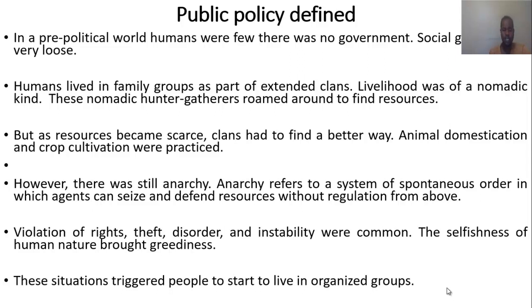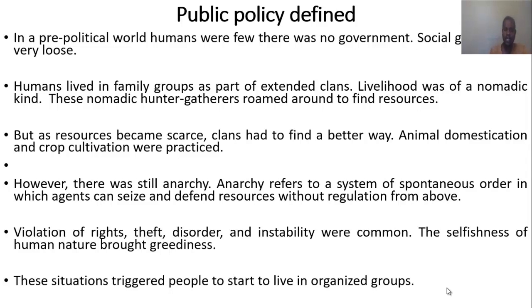Theft was widespread. Disorder, instability. Someone who has power, someone who has force, can take from the forceless and powerless. Then selfishness and greediness became the apparent characteristics of the society wherein anarchy was the level of civilization.